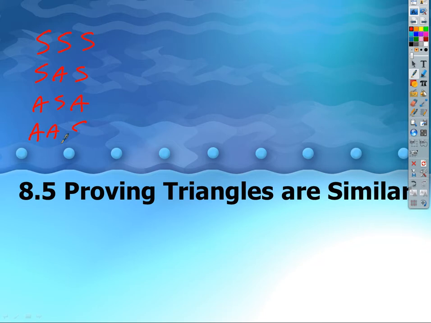Well, for similarity, we're going to add some stuff like that. Yesterday, we added AA, and we're going to look at a couple other ways today. What did angle-angle similarity say? If this is true, then the triangles are similar.